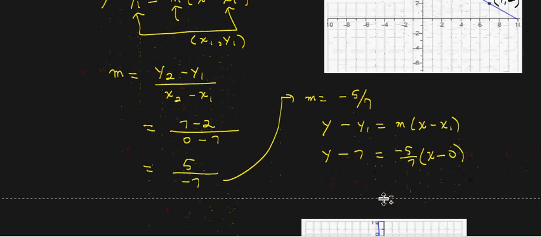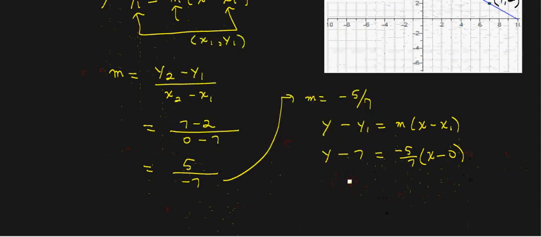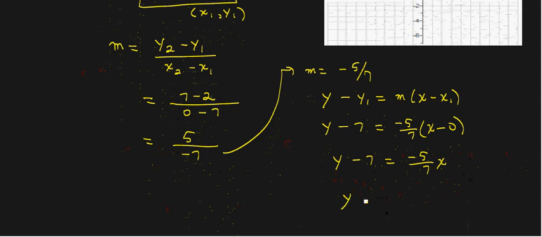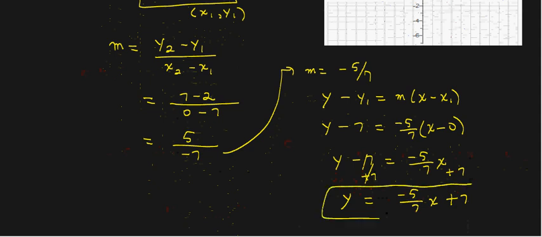So when we simplify that, we get y minus 7 is equal to, well, x minus 0 is just going to be x, so it's negative 5/7 times x. And now we add 7 to both sides. We get negative 5/7 x plus 7, right? We said plus 7 to this side and plus 7 to this side because we wanted that to go away. And so when we finish that off, we've got y is equal to negative 5/7 x plus 7, which is the answer we're looking for.